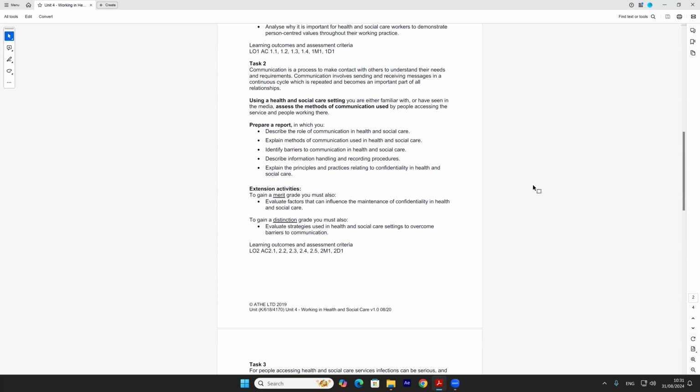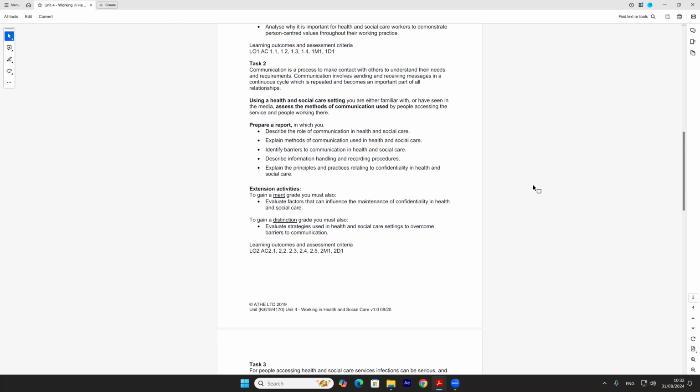Then we have the extension activities. For higher grades, you will need to delve deeper into the topics. For merit grade, we need to analyze factors that can influence the maintenance of confidentiality. This might include discussing how organizational culture, staff training, and technology can impact confidentiality practices. And for distinction grade, you need to evaluate strategies used to overcome communication barriers in health and social care settings.